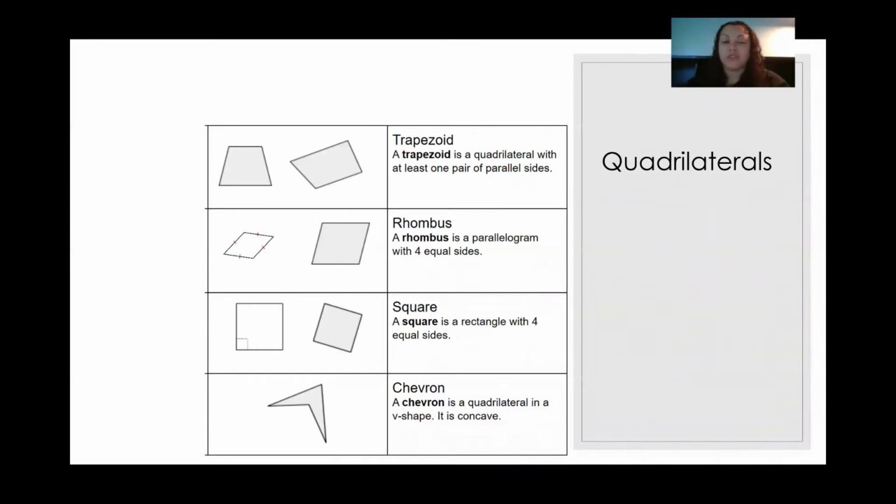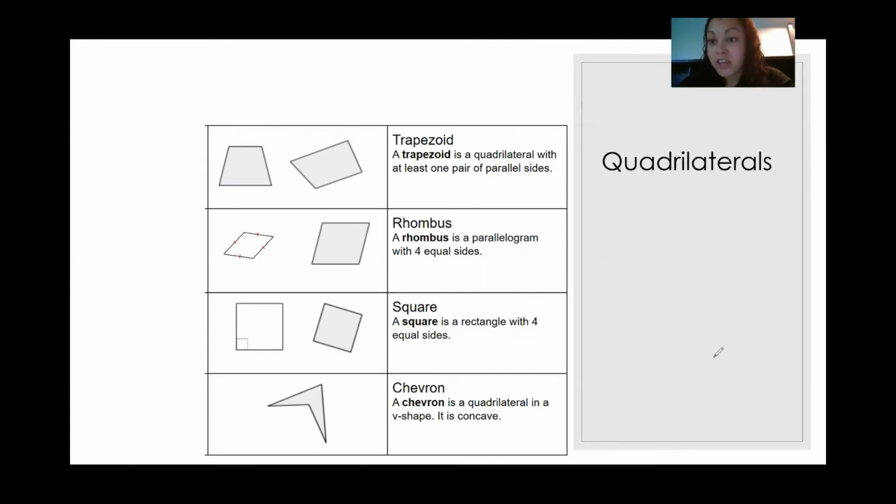Other quadrilaterals, we have something called a trapezoid. A trapezoid is a quadrilateral with at least one pair of parallel sides. If you remember, quadrilateral just means four sides, four angles. So a trapezoid is a specific quadrilateral that has at least one pair of parallel sides, at least one pair. So these are parallel, these are parallel. Then we have something called a rhombus. A rhombus is a parallelogram with four equal sides.